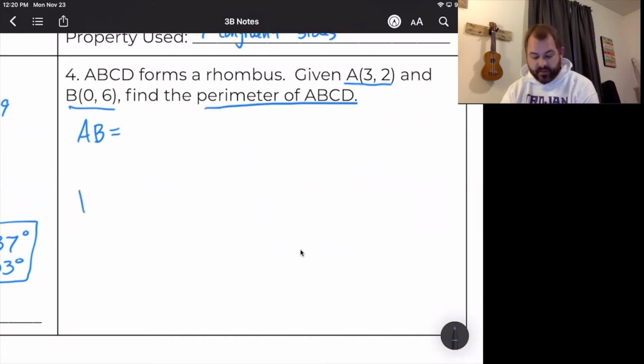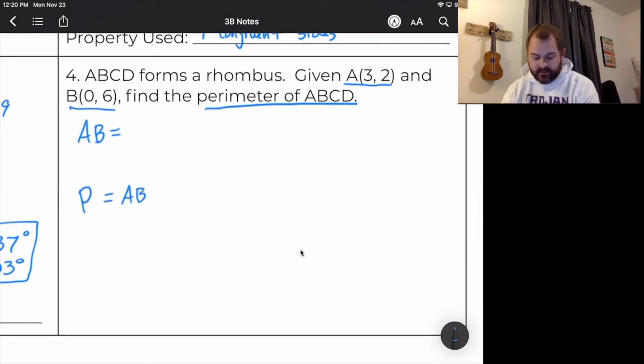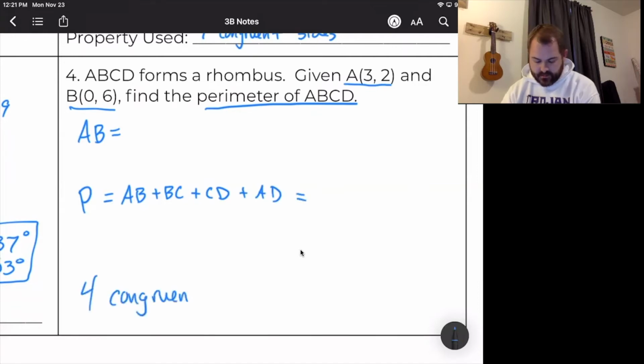Well, remember that perimeter is the sum of all 4 sides. Okay, so it's AB plus BC plus CD plus AD. However, all 4 sides are congruent in a rhombus. 4 congruent sides. So all I have to do for this problem is do 4 times the length of AB.